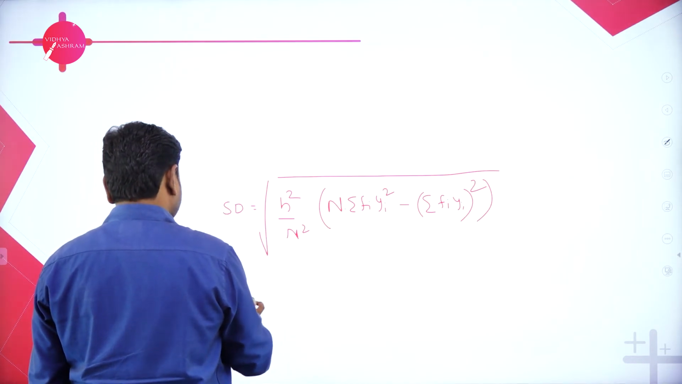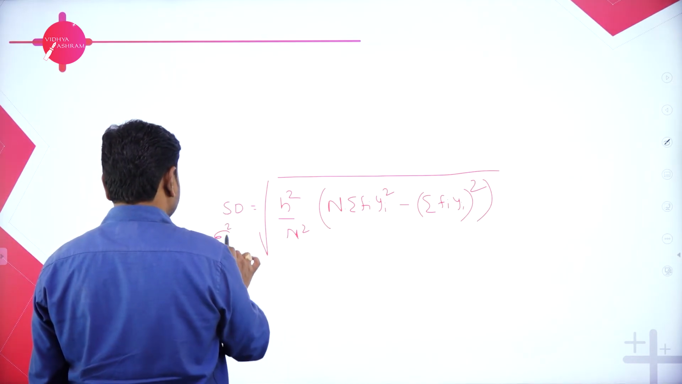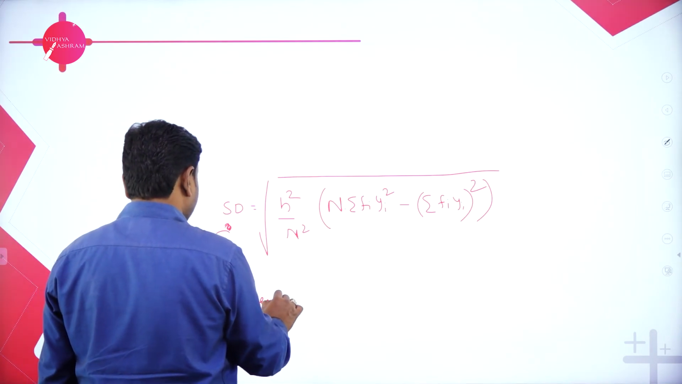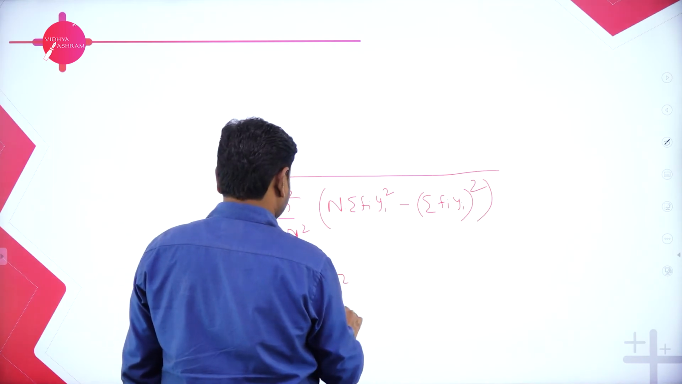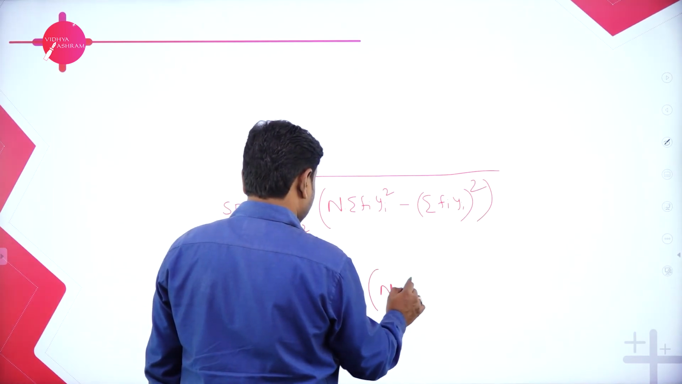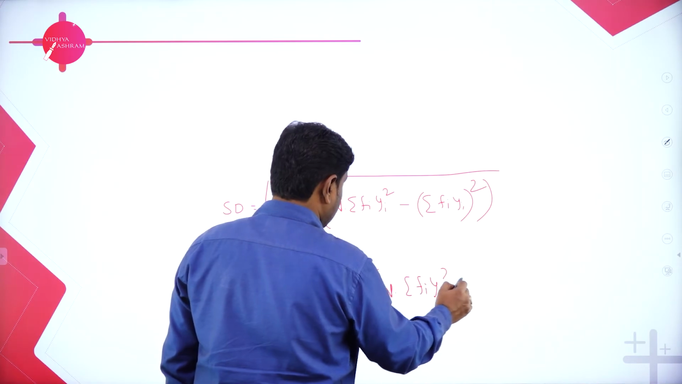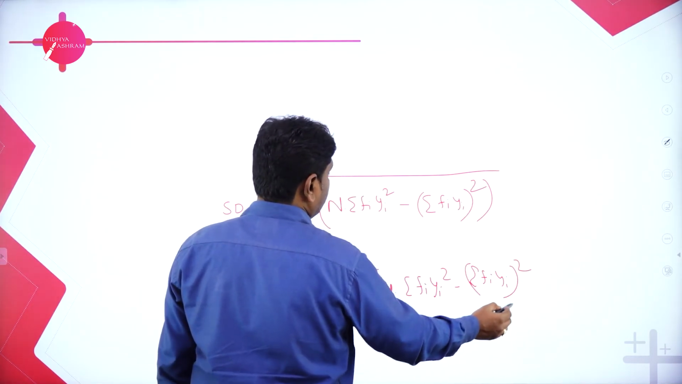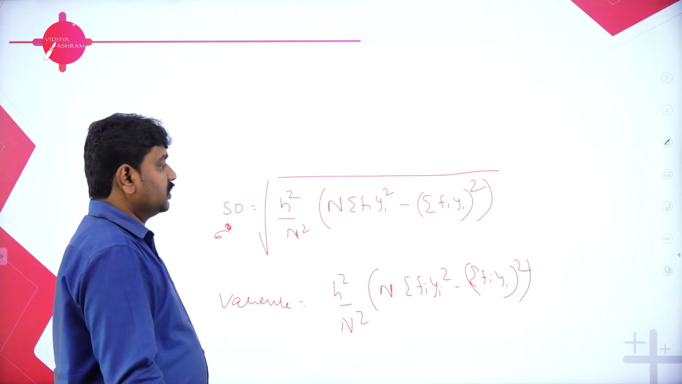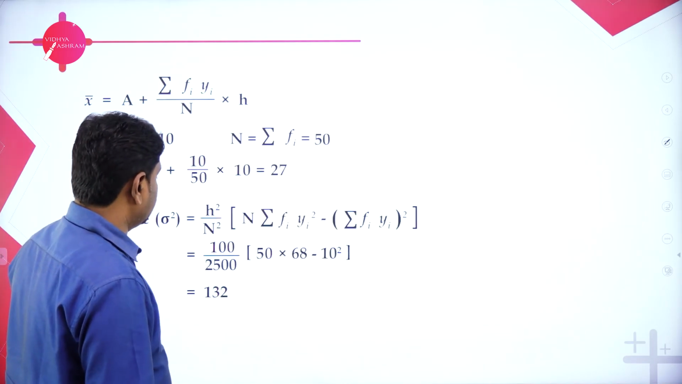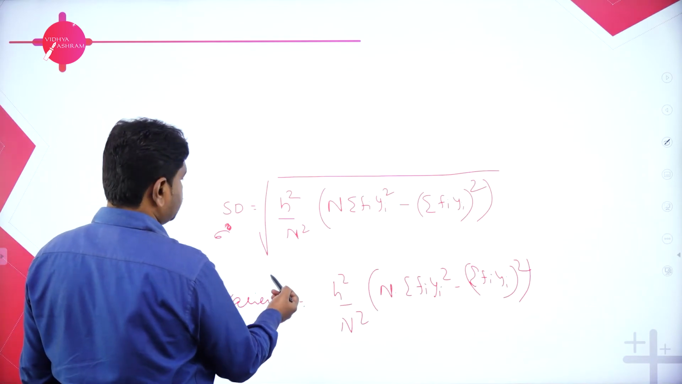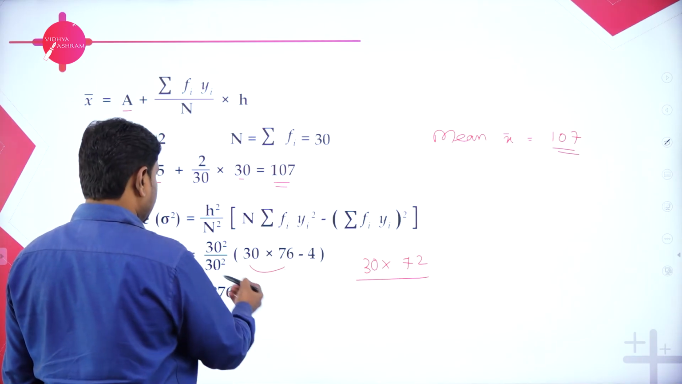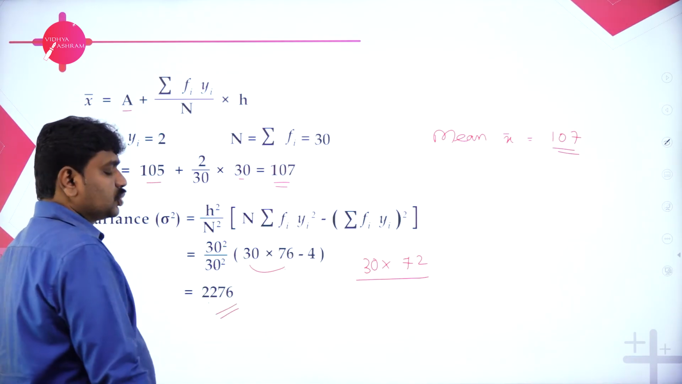If you want variance, this we say sigma square, and sigma we say standard deviation. So for variance you remove the square root. It will become h square by n square into n into sigma fi yi square minus sigma fi yi the whole square. Once you know the formula, you can construct the table required. Same thing we have done, and we get for this particular question 30 into 76 minus 4 divided by 30 square, which gives 2276.